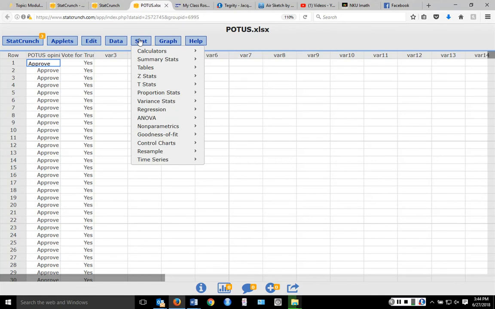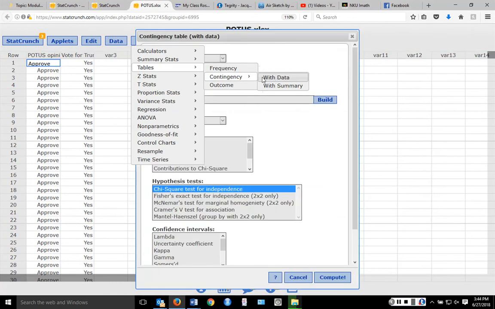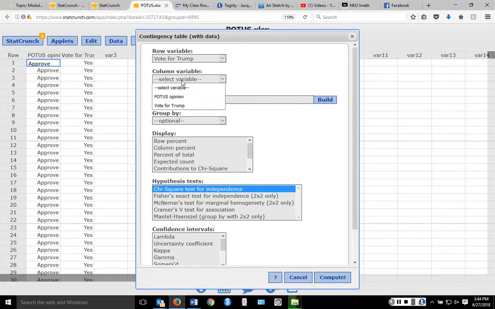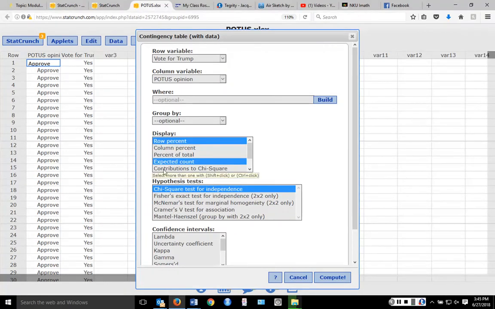I'm going to go to the same place I just was for that. So that was under Stat, Tables, Contingency, and for this one I have the data. My row variable was voting for Trump. My column variable was opinion about the president. And last time I clicked the row percent and the expected count. There's this last one I didn't click last time that's called contributions to chi-squared. I'm going to click that one this time.